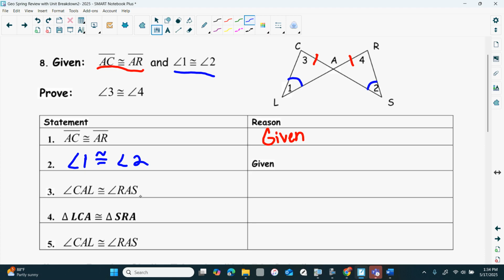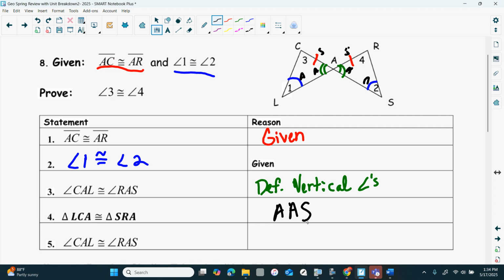Then our statement says angle CAL is congruent to RAS. Well, that's a known fact. What they're talking about here are the vertical angles, okay? And so we can just write, the reason I know that is definition of vertical angles, or vertical angle theorem, okay? And then now I'm proving that the triangles are congruent, because if I look, they have an angle and a side in common. So these two triangles are congruent by the AAS.